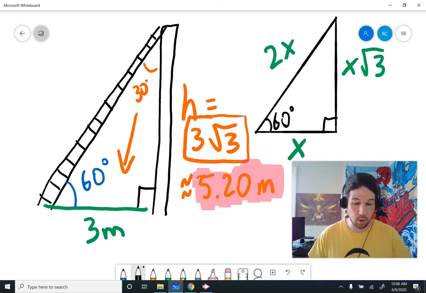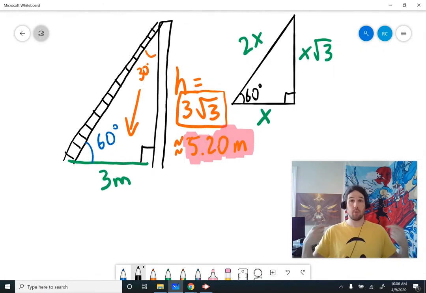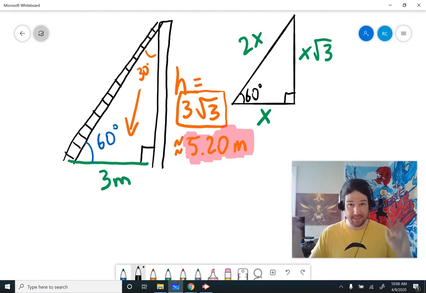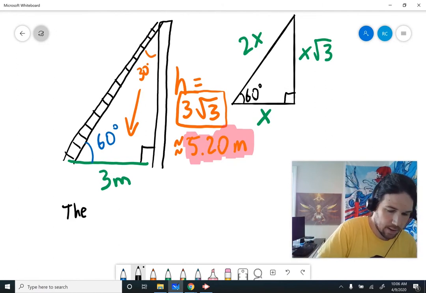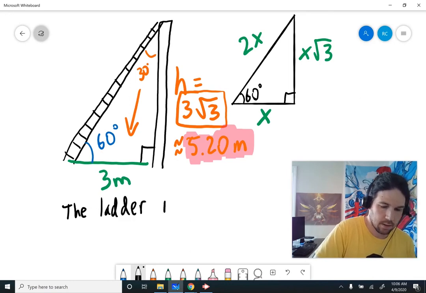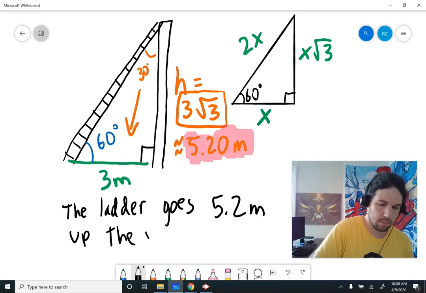So our answer, remember, this is a word problem. If someone asks you a problem or a question in words, you're going to answer in words, not in mathematical symbols, right? So you would say the ladder goes 5.2 meters up the wall. Smiley face.